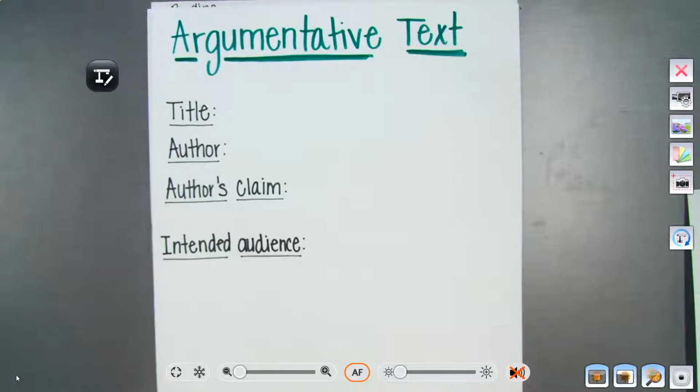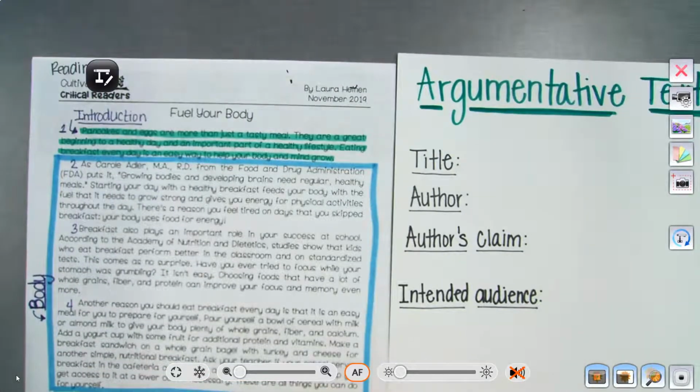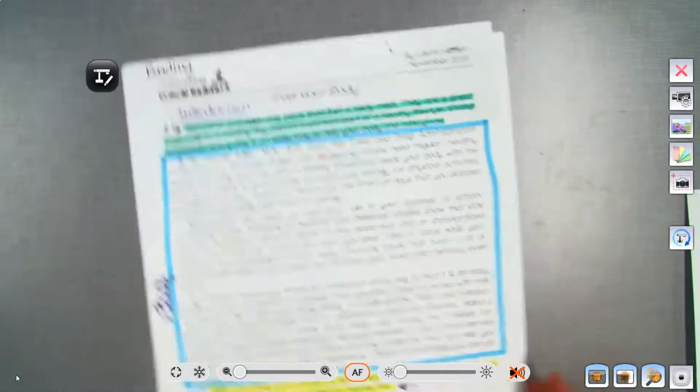Okay, now that you have that written down, let's go through and look at these questions. So, let's talk about the title. Actually, we're going to go ahead and read this again. So I'm going to read this again. If you have it, follow along. If you don't, just listen.